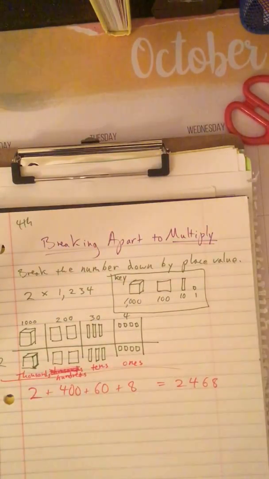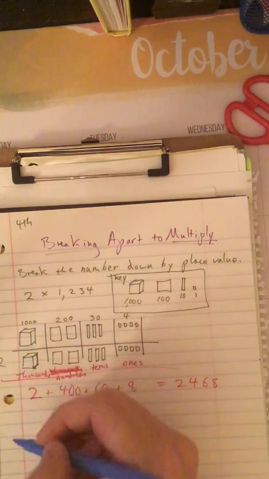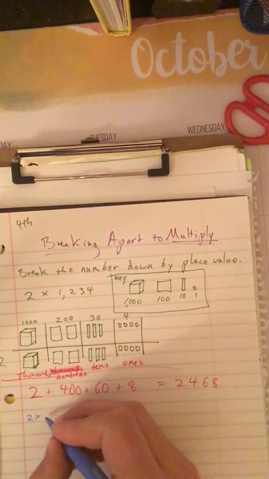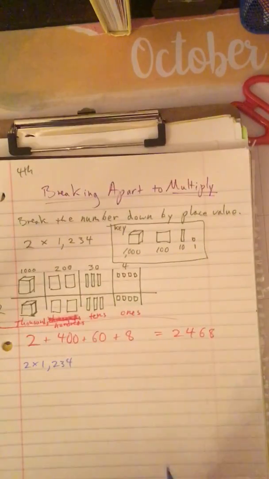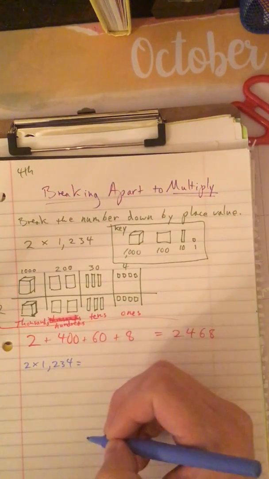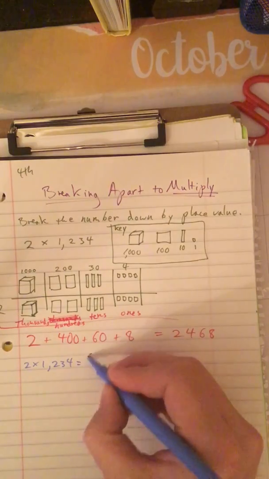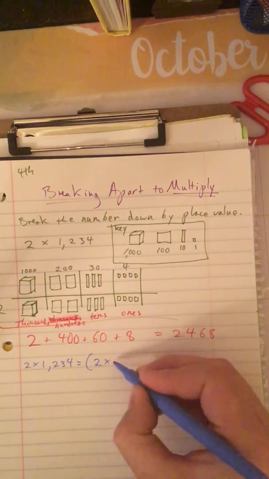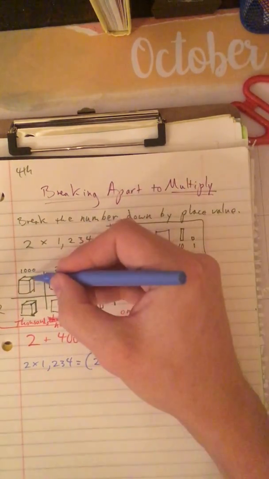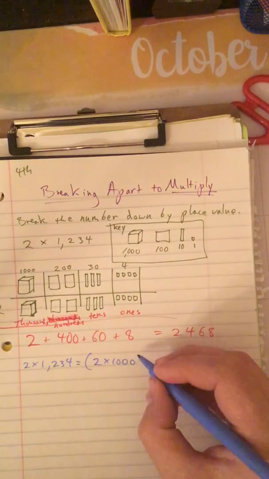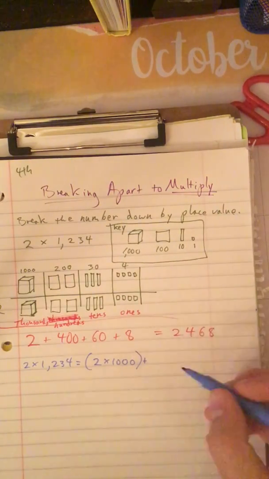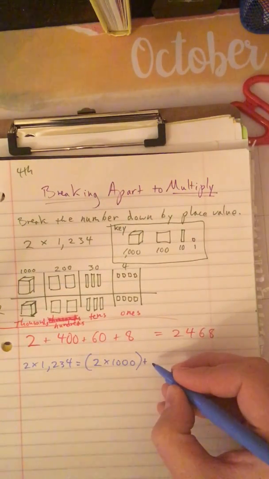Now, on the page though, it says, okay, let's look at it this way. They say, all right, this is 2 times 1,234, right? That's the same thing as saying 2 times 1,000. Isn't that right? If we look over here, there's 2,000, so that's 2 times 1,000. Okay. Parenthesis then plus, what is that?